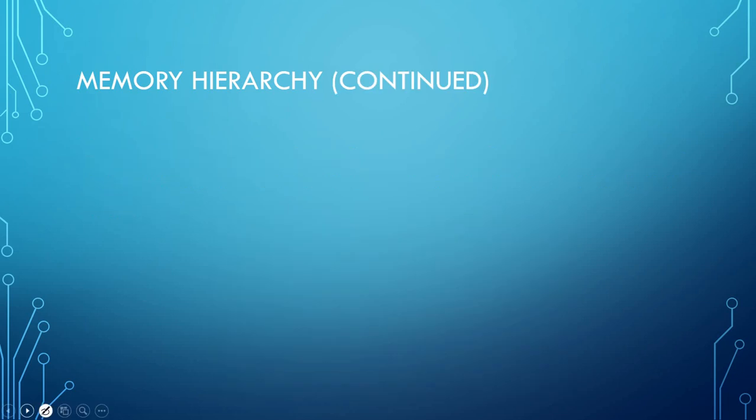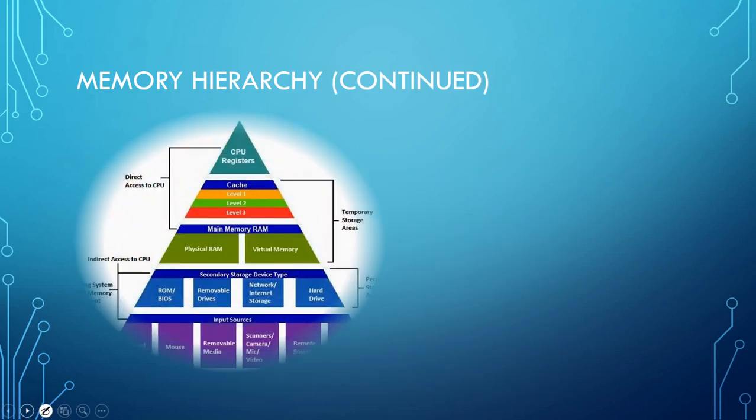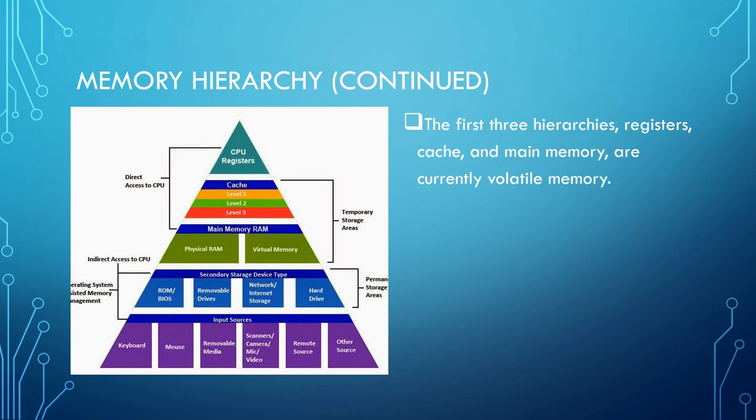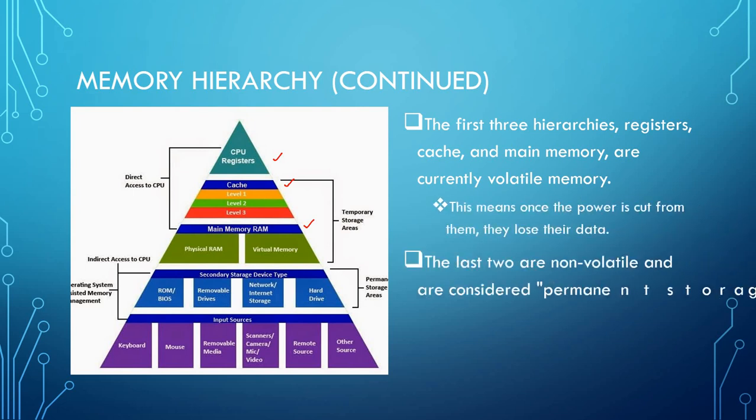Memory hierarchy, continued. This is the detailed view of memory hierarchies based upon intended use and speed, with additional layer of input sources. If what the processor needs isn't in one level, it moves on to the next, to look for what it needs. The first three hierarchies, registers, cache, and main memory, are currently volatile memory. This means once the power is cut from them, they lose their data. The last two are non-volatile and are considered permanent storage.